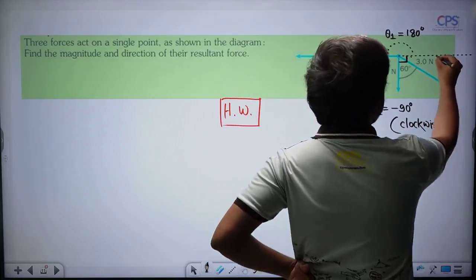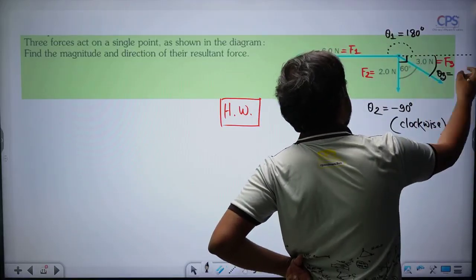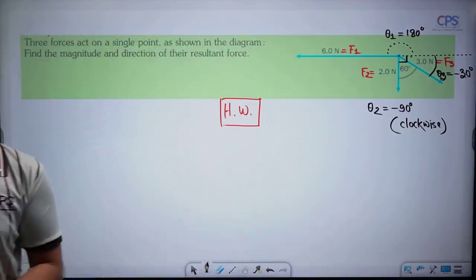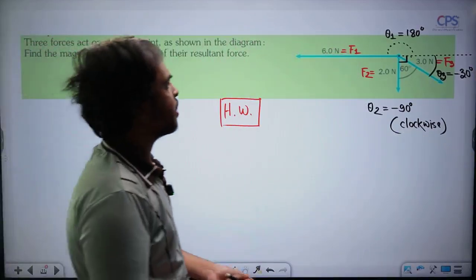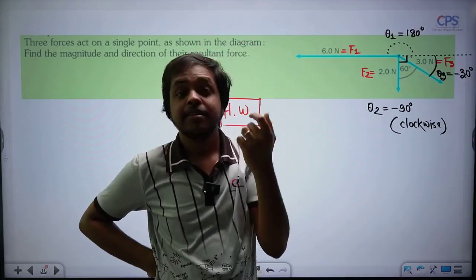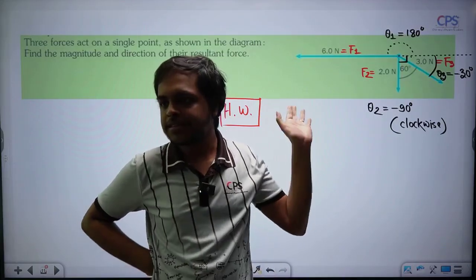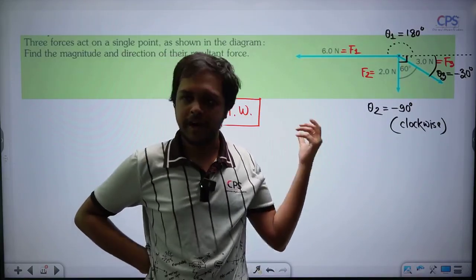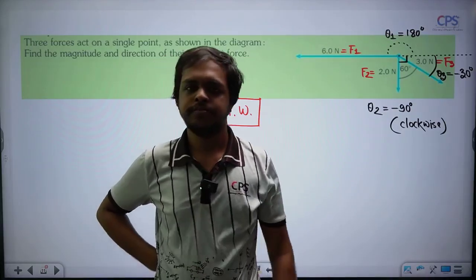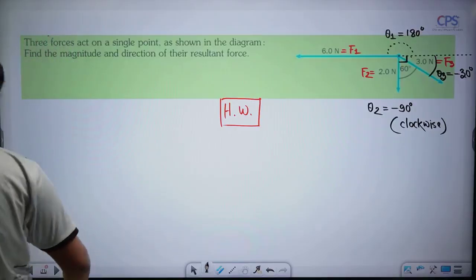And what is theta 3? Theta 3. This is 60, so this will be 30 degrees. Of course minus. Why minus? Because this is clockwise. So you got all the values F1, F2 and F3, and you need to identify the thetas or the angles. This is the hard part of it, nothing else. And then what do you need to do? R cos theta, R sin theta. Do it, you will have the answer. This is as easy as that, okay? Do it and you will have the answer.